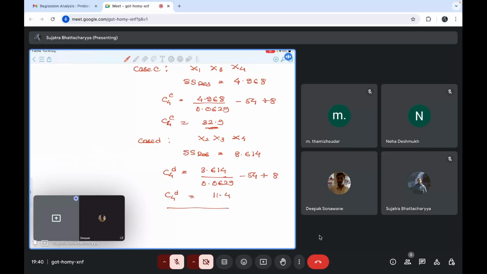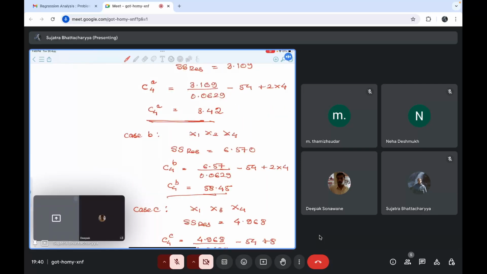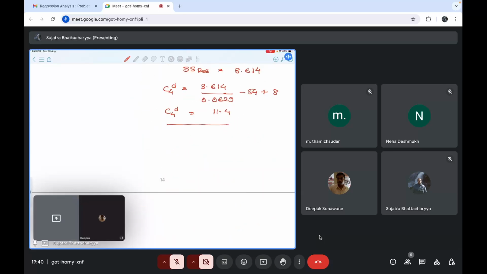So out of all these, which one should you prefer? You should prefer this one, correct? This one, 3.42, is the minimum, number one, and it is close to 4. Okay, so case A will be preferred as 3.42 is close to P equal to 4 and it is the minimum. So the model will be x1, x2, x3. That is preferred. Okay, so this is one of the questions which can come.